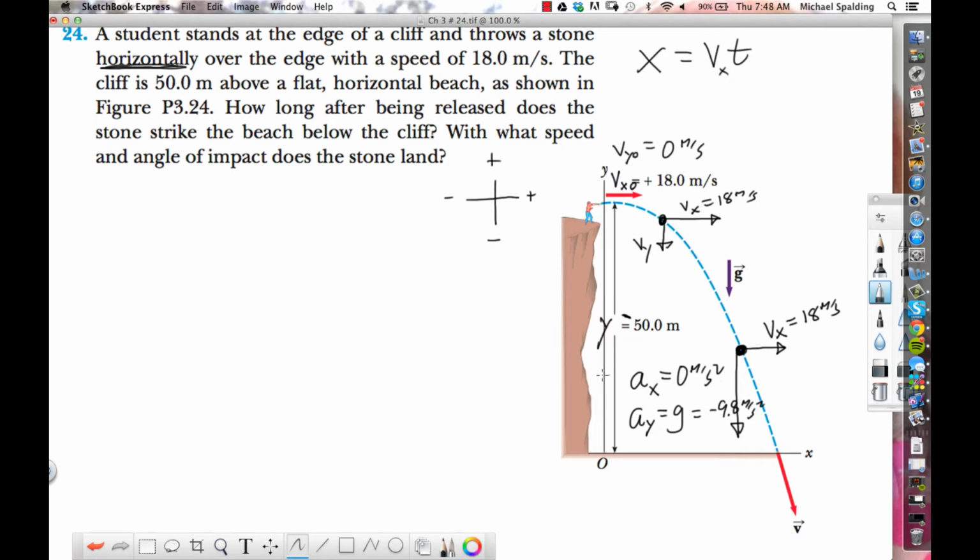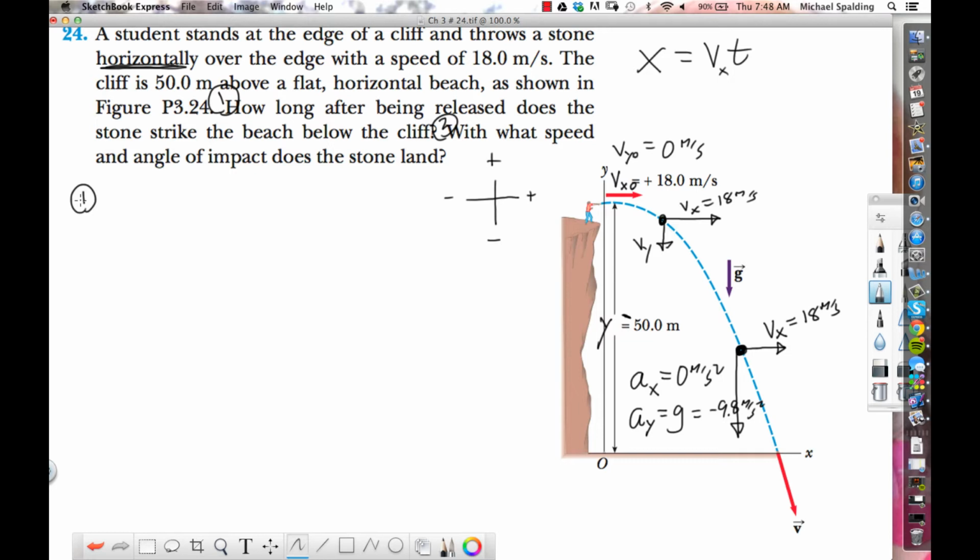Okay? So, first question. So we're solving for two things here. The first thing is, how long after being released does the stone strike the beach? And then the second thing is, with what speed and angle of impact does the stone land? Okay, so solving number 1, you got to make a decision. For all these, throughout the whole chapter, what's the decision you have to make?